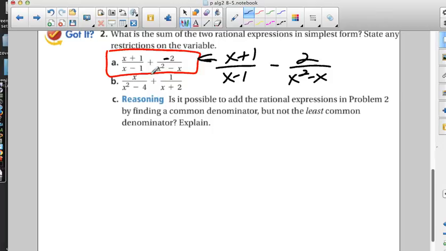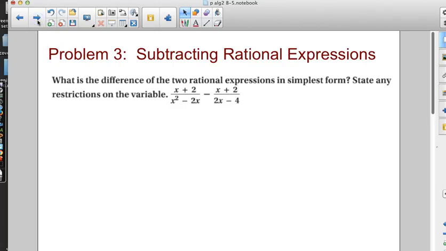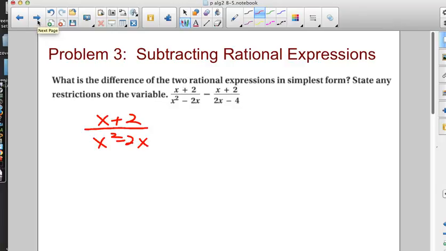So really, we're not learning anything new today as far as that goes, but we are going to experience what are called complex fractions today. And that'll be a new piece that's a little bit different for you. So we are on problem 3, which is subtracting rational expressions. And it says, what is the difference of the two rational expressions in simplest form? And state any restrictions on the variable. So we have one new step. We're going to change this to adding a negative, which in this case will mean distributing that negative to both of those terms that we see up there. So that'll be a -x minus 2.